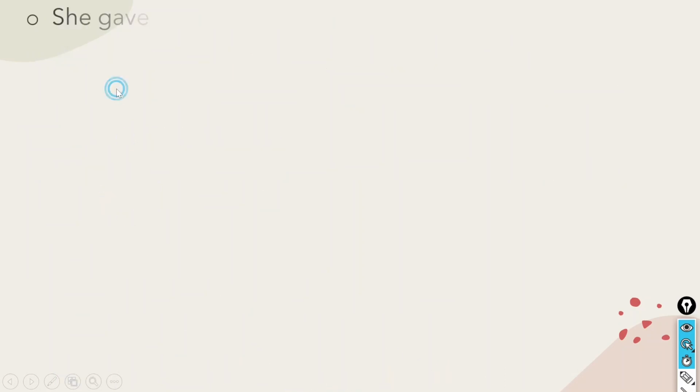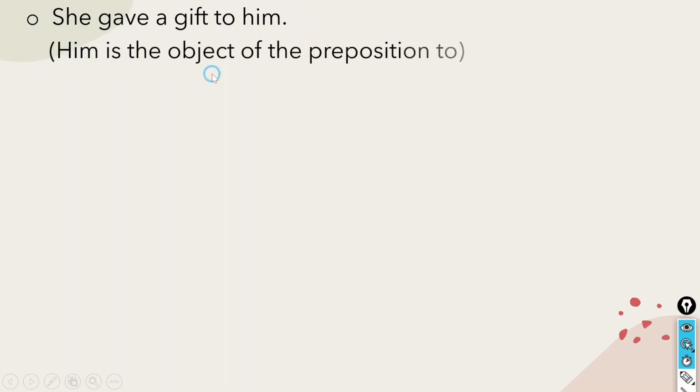Okay, she gave a gift to him. In this sentence they are naming to whom the gift was given. So they're saying the gift was given to him. So it has named him, so him is acting as a noun. It is a pronoun which is acting like a noun, and it is coming after to. So if it is coming after to, then him is the object of the preposition. So we are going to say him is the object of the preposition to.